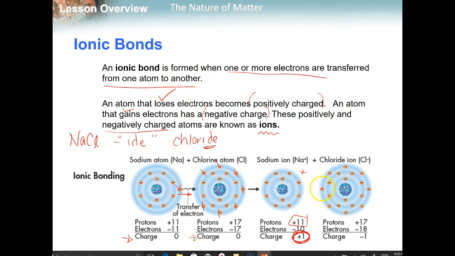Now the chlorine gained that electron. Notice it has 18 now instead of the 17. So because it has 18 negatively charged, it's a negatively charged ion, and chlorine is written with the negative beside it. And that's what will happen when ionic bonds form.